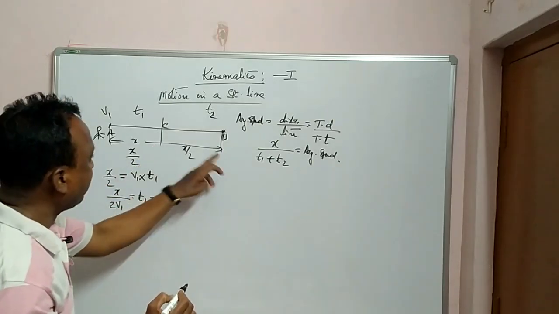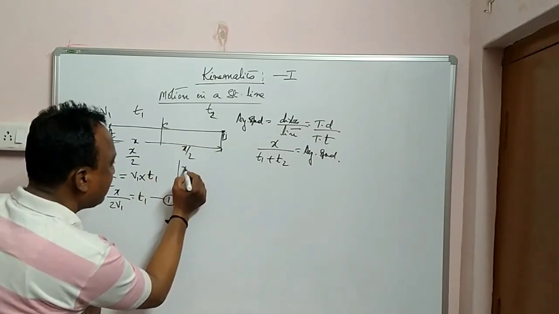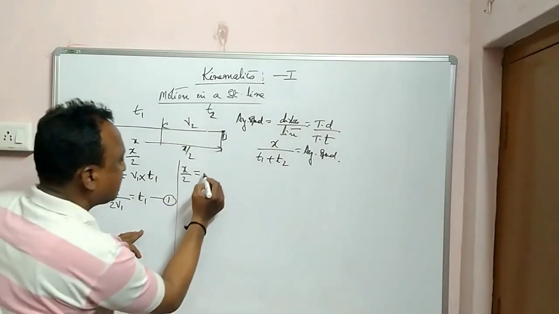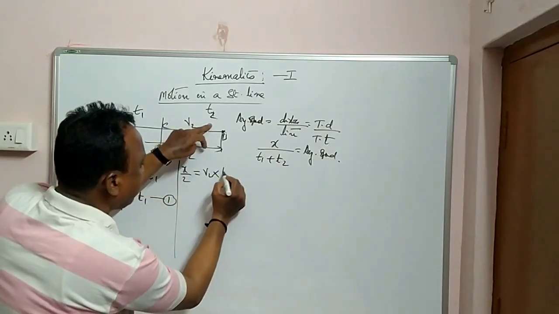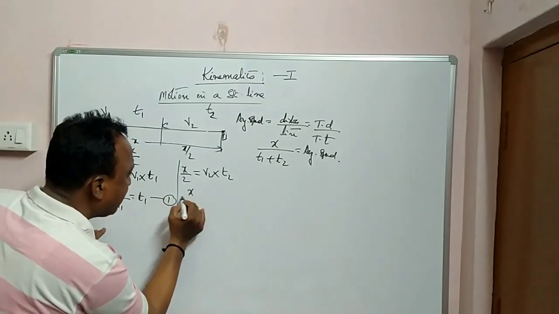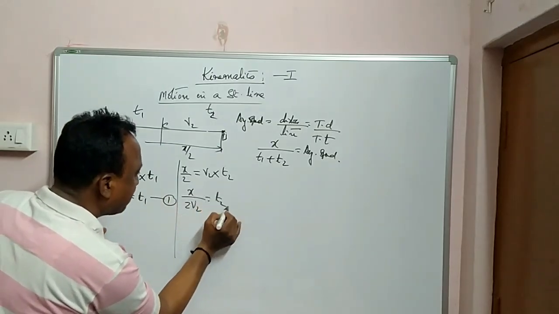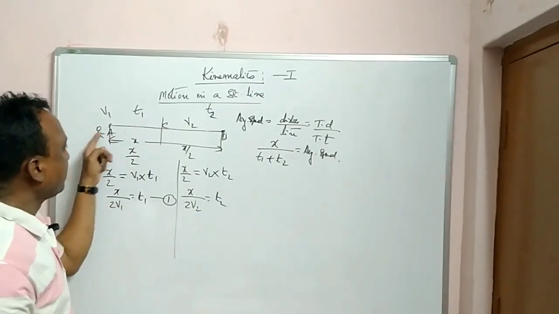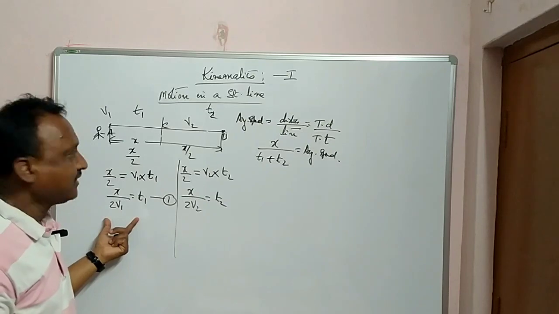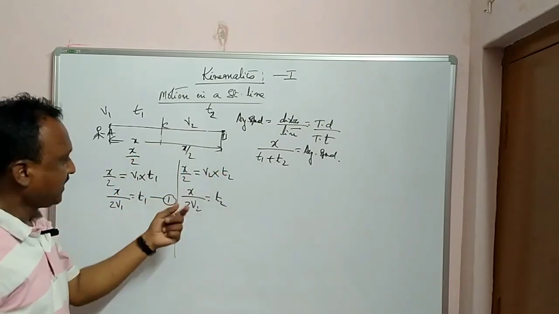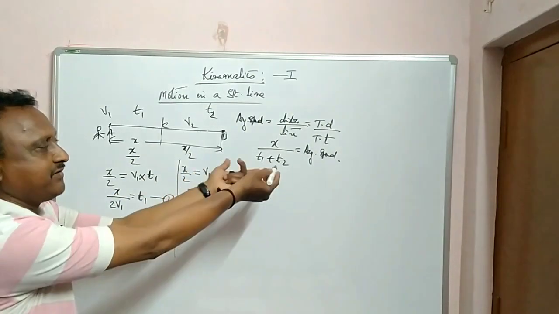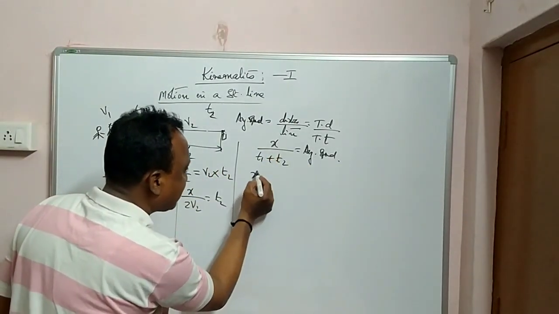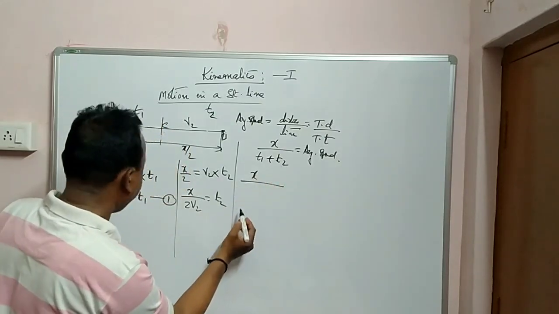Now here C to B, what is the distance? Same again, x by 2. Let the speed be V2 here. Distance is equal to speed into time, already given t2. So from this, t2 is x by 2 V2. Now I got the values of t1 and t2. From A to C, x by 2 V1, C to B, x by 2 V2. Now substitute the values here, you will get the average speed. Now what is average speed? Average speed is total distance, that is x by t1 plus t2. What is t1 here?